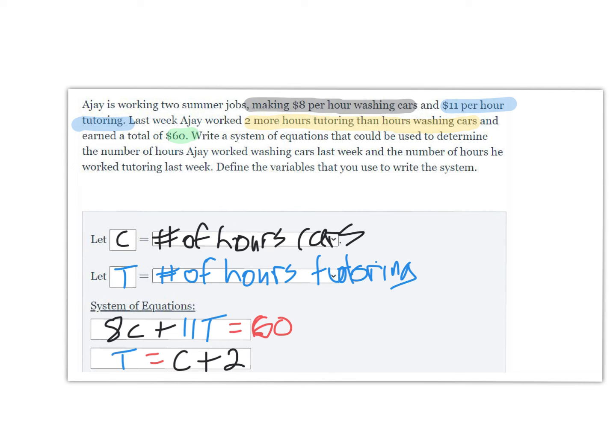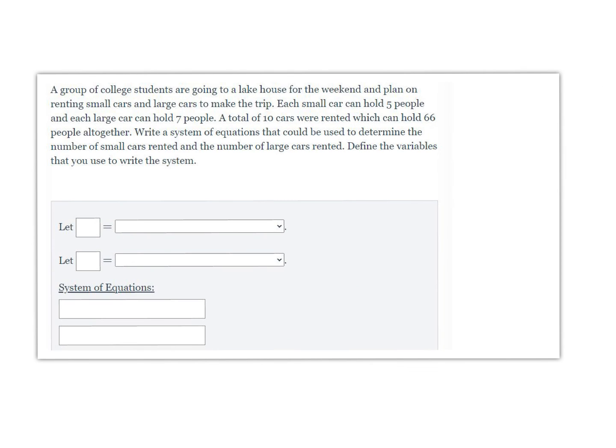Let's take a look at another example. In this one, we have a group of college students who are going to a lake house for a weekend, and they plan on renting small cars and large cars to make the trip. Each small car can hold 5 people, and each large car can hold 7. A total of 10 cars were rented, which can hold 66 people altogether. All right, write an equation that could be used to determine the number of small cars rented and the number of large cars. Define your variables that you use.